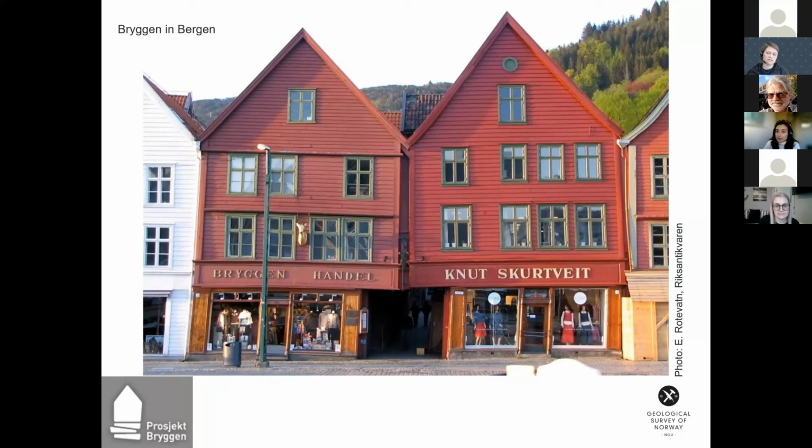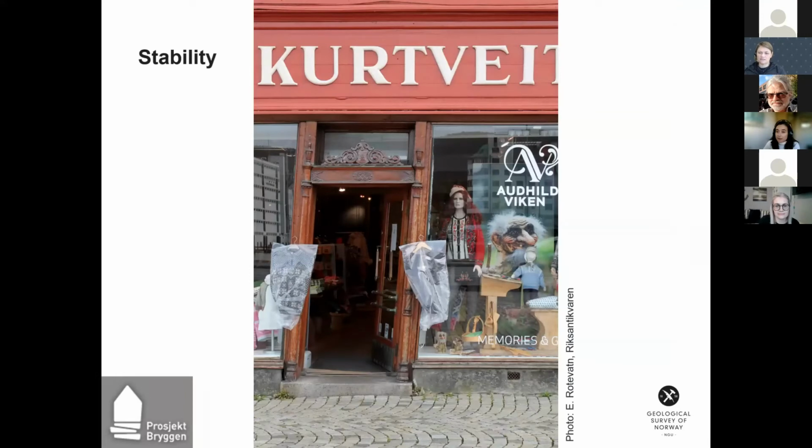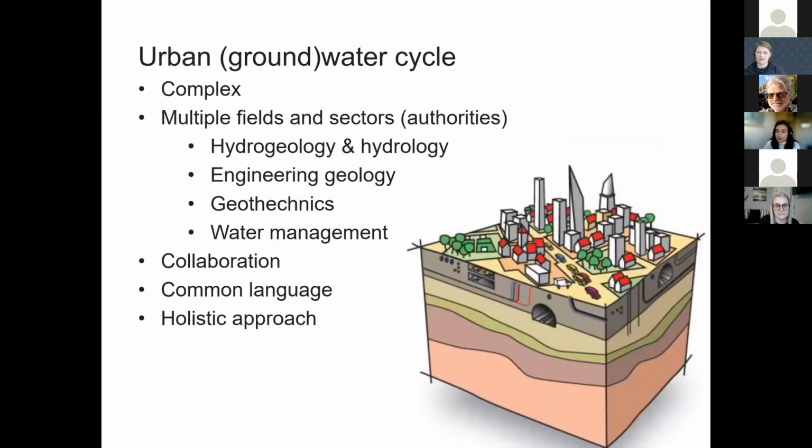So since 2010, there was a Save the Bryggen project, in which a lot of remediation has been put in to save the buildings and stop the subsidence. And as you see, these shops had to change the windows quite frequently because the buildings were moving so much. So the urban groundwater cycle is very complex, and you need a variety of knowledge to cope with it.